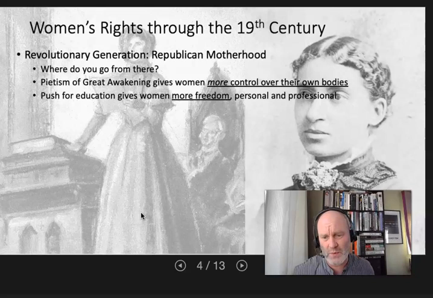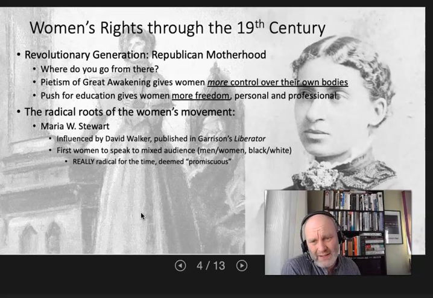Mariah Stewart, pictured at right here, is a Black American advocate for women's rights. She's very, very influential over abolitionists such as David Walker, who wrote Walker's Appeal, a very well-known abolitionist publication, and then William Lloyd Garrison, his famous Liberator. So he's white. She's very influential over both. She speaks to mixed audiences at a time where that's really not acceptable. That's really radical. Not just men and women, but also black and white.